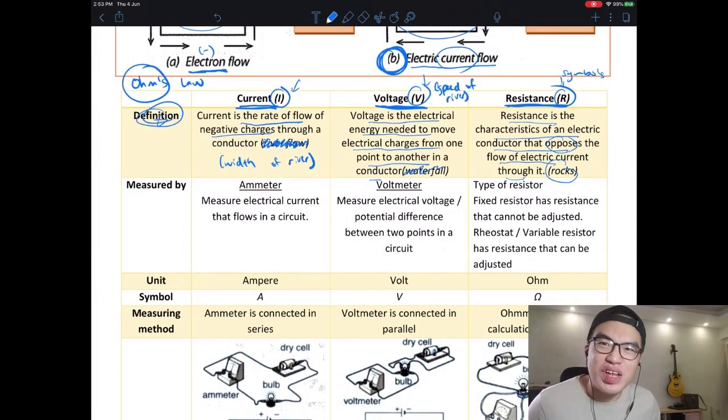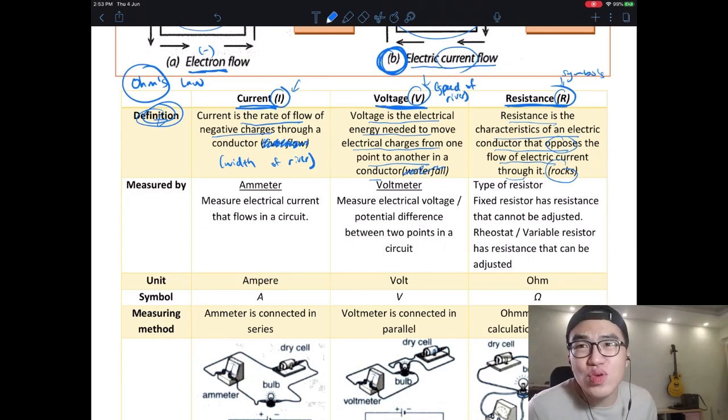What is the meaning of electric current? What is the meaning of voltage? Normally they won't ask this. Even if they do, it's only 1 mark. I don't recommend you spend so much time memorizing this just for that 1 mark. So just give it up.